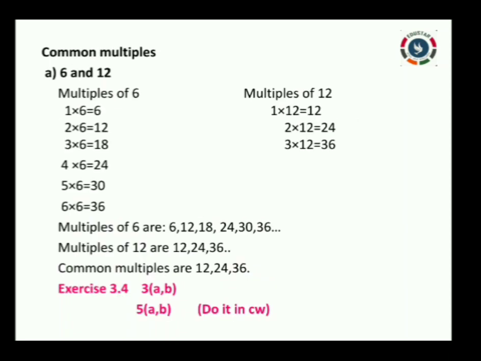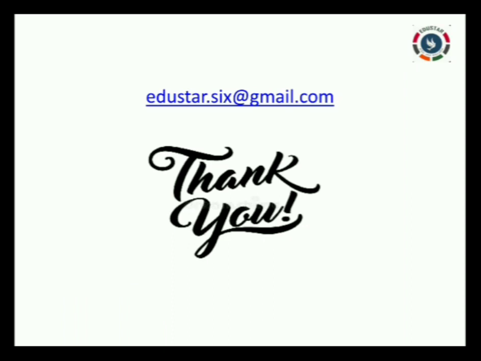Next one, common multiples. You have to find common multiples for 6 and 12. After completing this sum, take page number 59, exercise 3.4. In the third Roman letter, A and B sum. In the fifth Roman letter, A and B sum. You have to do it in your classwork. That's it, students. Today you have to complete 4 exercises in chapter 3.